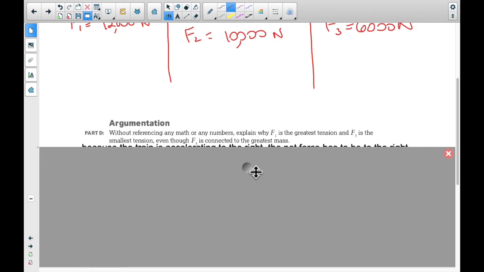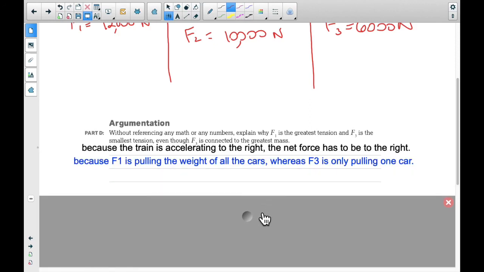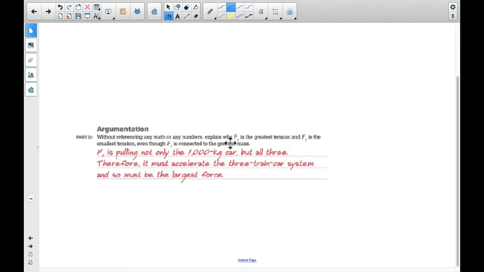Okay, we've talked about this. So here are a couple things that you could write down here. You could say because it's accelerating to the right, the net force has to also be to the right. Or you could say because F sub 1 is pulling the weight of all the cars, whereas F sub 3 is only pulling 1 car, and therefore it has less force. Sometimes I think it helps to look at what the answer key says just to see how they put it into words. They are saying the same thing that we are saying in here.